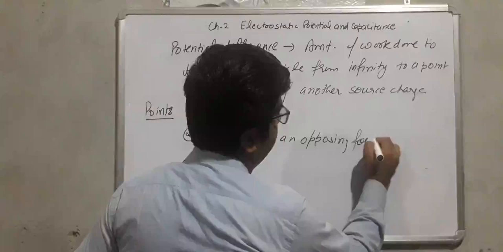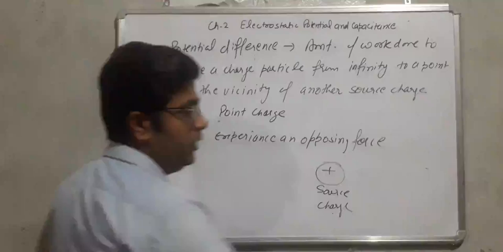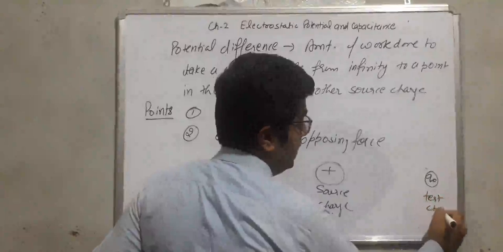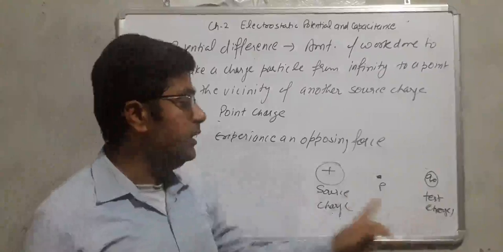force. For example, this is a positive charge. We just call it our source charge. This is our source charge, and this is our test charge Q naught, which we are going to bring from infinity to a point P. Now this test charge is of positive polarity.